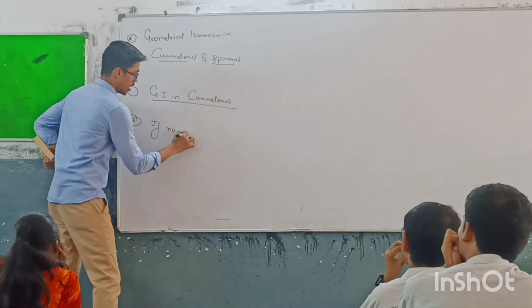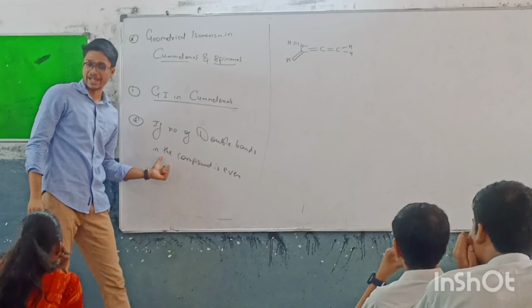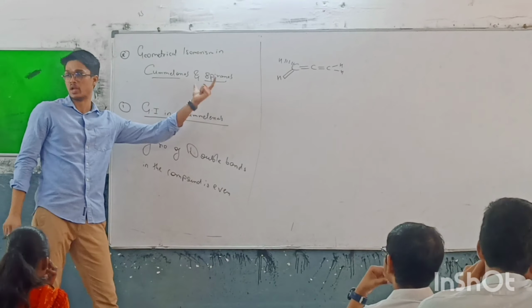in the compound. When the number of double bonds in the compound is even, that time this compound will not show GI. Why will it not show GI?